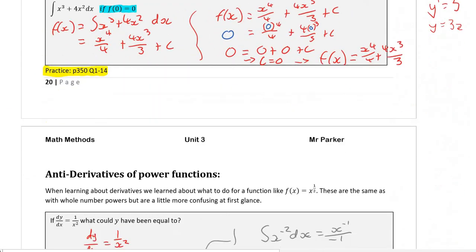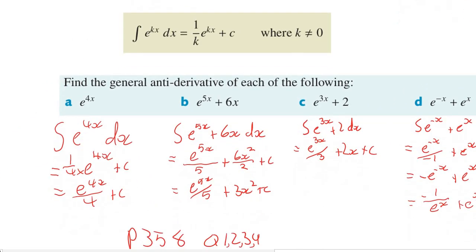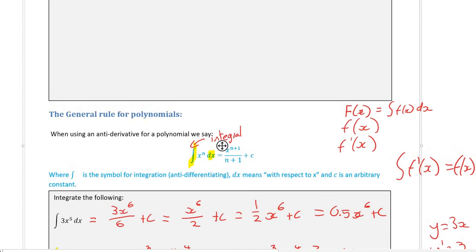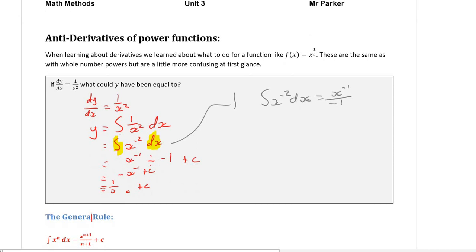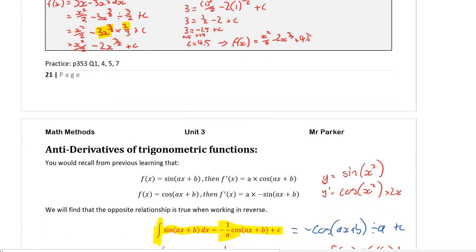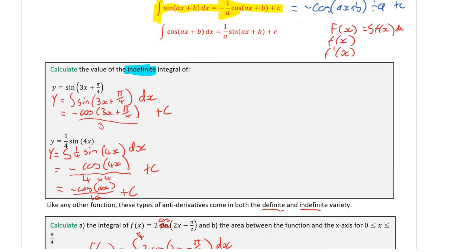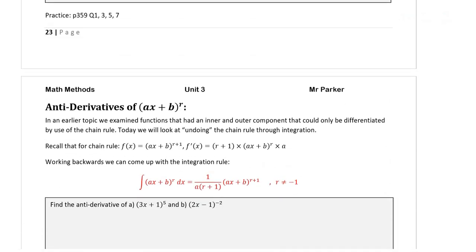So, let's just recap quickly. We now know how to do e to the x. We know how to do a general polynomial. We know how to do a general power function. We know how to do trig functions, sine and cos. We're now going to look at doing functions like this. So I've called this antiderivatives of ax plus b to the power of r.